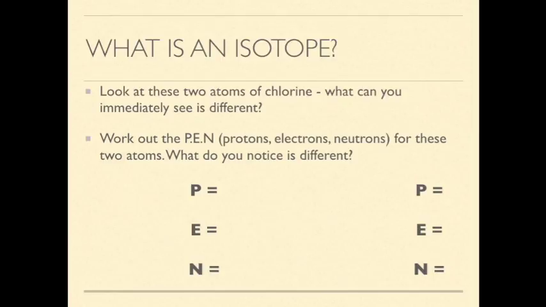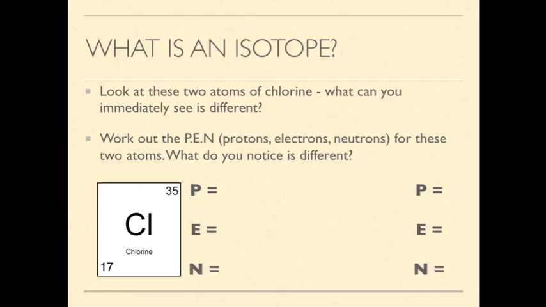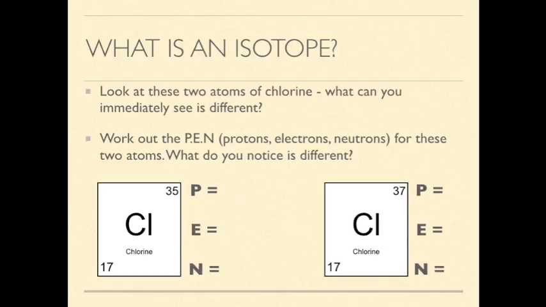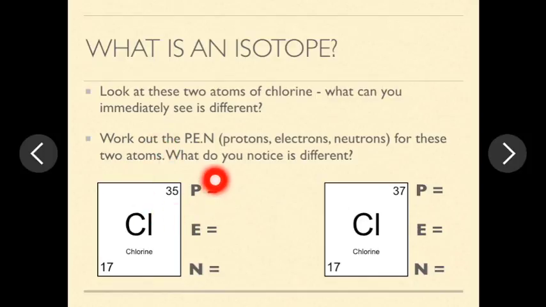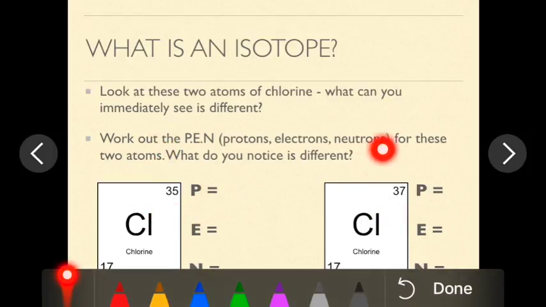So, first of all, what's an isotope? We're going to look at two different atoms of chlorine and see what you can see. So here we've got chlorine and here we've got another chlorine. Two different types of chlorine. Why are they different though? Well, let's have a look. Here the chlorine says 35 at the top, whereas here we've got 37 at the top. So what does that tell us?